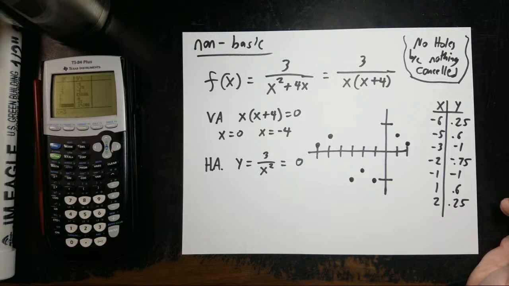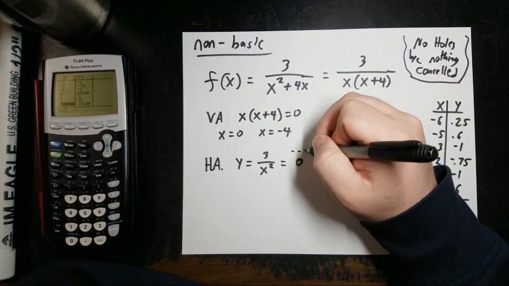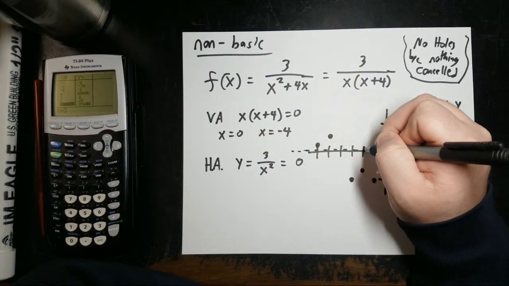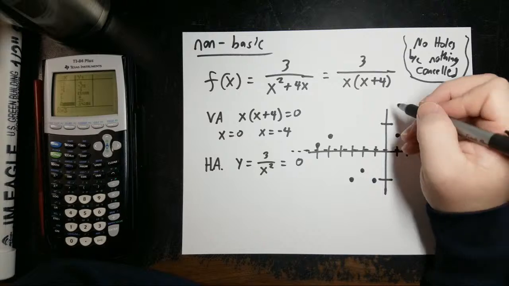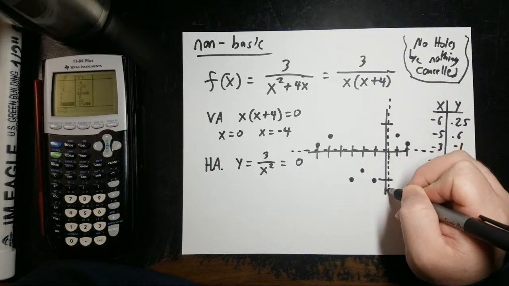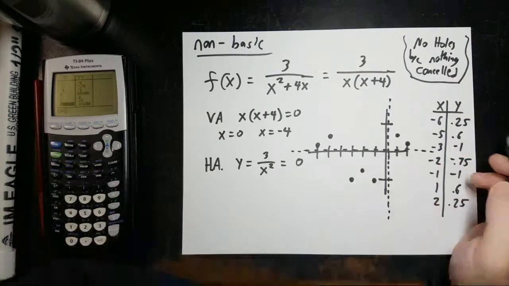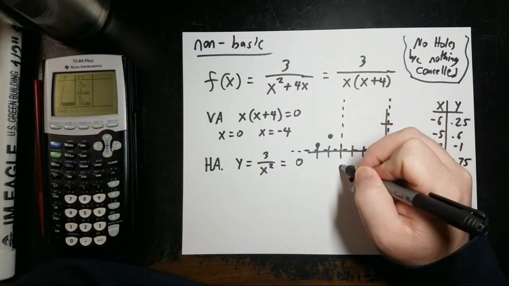Now, visually, this doesn't really mean much to me. You need to put in those asymptotes. You had a horizontal asymptote at y equals 0. You had a vertical asymptote at x equals 0. And you had a vertical asymptote at x equals -4.